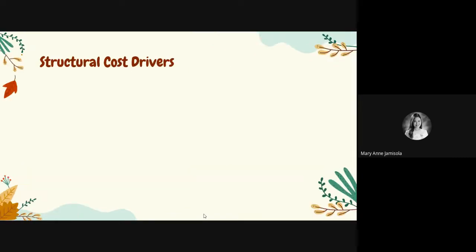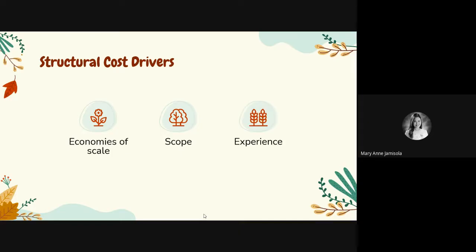The first category is called structural cost drivers and deals with the following strategic choices: economies of scale, how big an investment to make in facilities for research and development, manufacturing, and marketing. You have the scope, the degree of vertical integration, as well as horizontal integration, experience. How many times in the past the firm has already done what it is doing now?